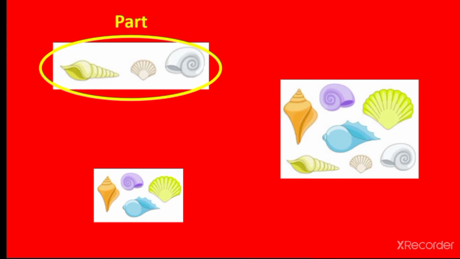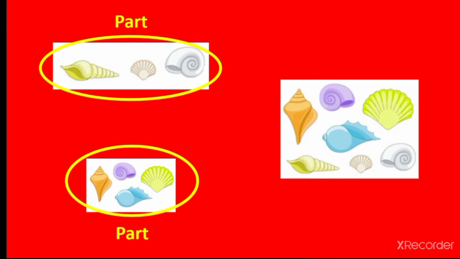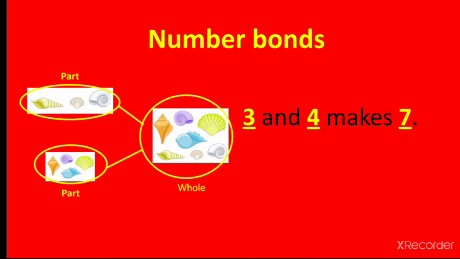Part 1, 1, 2, 3 shells. Part 2, 1, 2, 3, 4 shells. 3 plus 4 will give you 7. This number bond is 3 and 4 make 7. There are 3 different ways to divide this number 7.